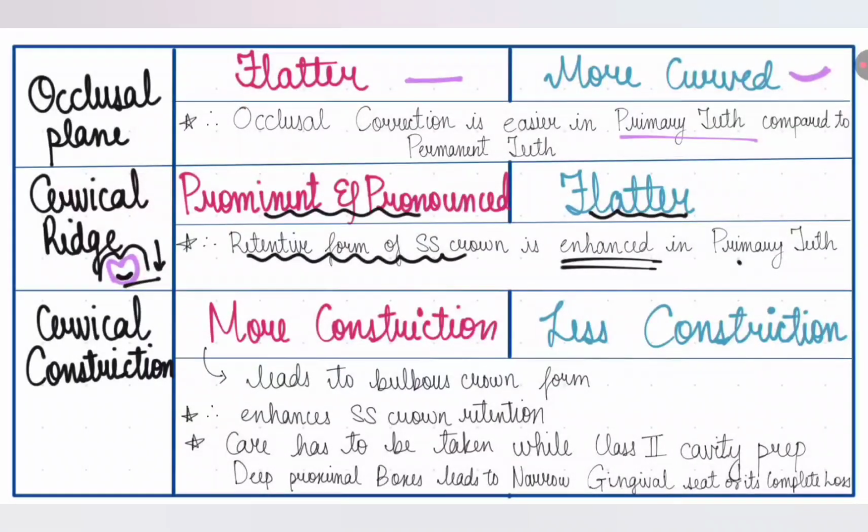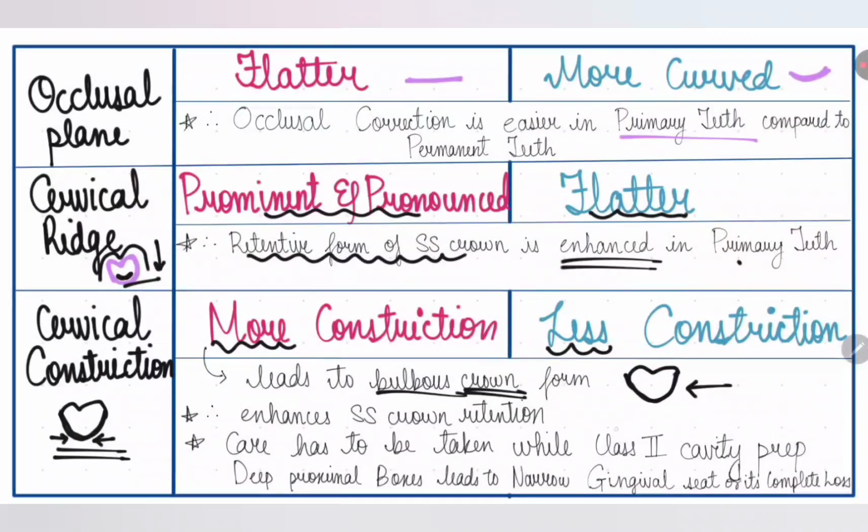Talking about the cervical constrictions. So what is basically the cervical constriction? The crown in the cervical part is constricted, right? So which type of teeth have more cervical constrictions? The cervical constrictions are more in primary teeth and comparatively less in permanent teeth. Now what happens due to more constriction? Due to more constrictions, the primary teeth have the bulbous crown form. What do you mean by bulbous crown form? That it is bulbous like this. The tooth forms are like this. Now due to this bulbous crown form, there is enhancement of the stainless steel crown retention.